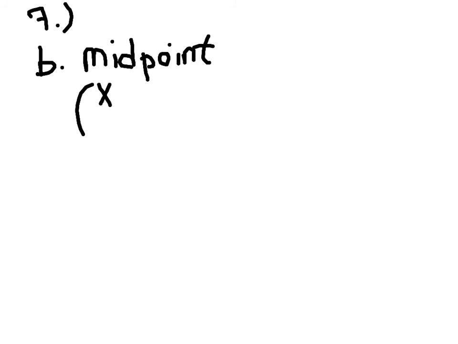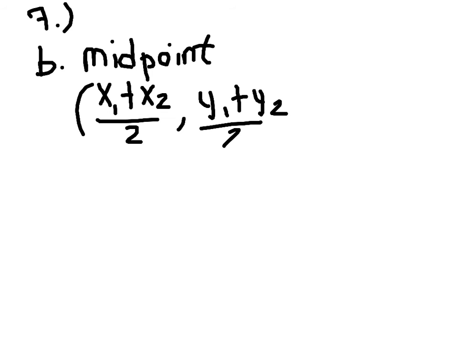Part B, though, says to find the midpoint. And remember, this is just, I hate that term plug and chug, but that's really what we're doing. We're using this formula. x1 plus x2 divided by 2, and y1 plus y2 divided by 2. Okay? And here's the points that we have. We have -4, -11, and we have 5, 1.